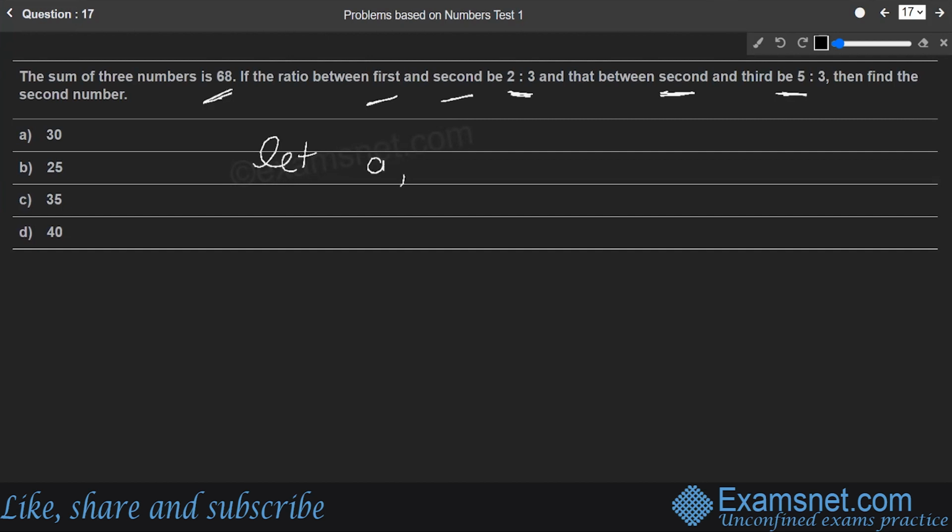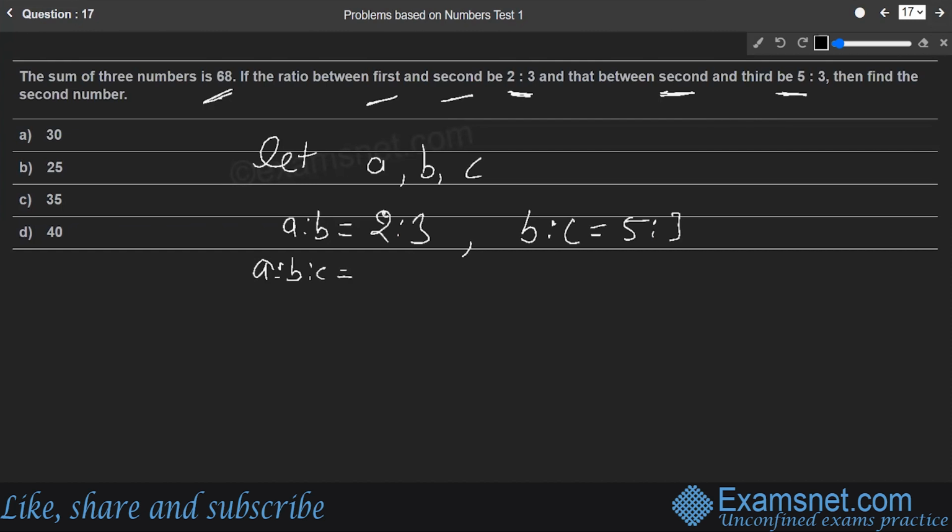So let the numbers be a, b, and c, and there's a connection given. A is to b, the ratio between first and second, is given as 2 is to 3. Similarly, the ratio between second and third, so b is to c, is given as 5 is to 3. Now, a is to b is given, b is to c is given. We need to make a combined ratio, a is to b is to c. How can we make the combined ratio?